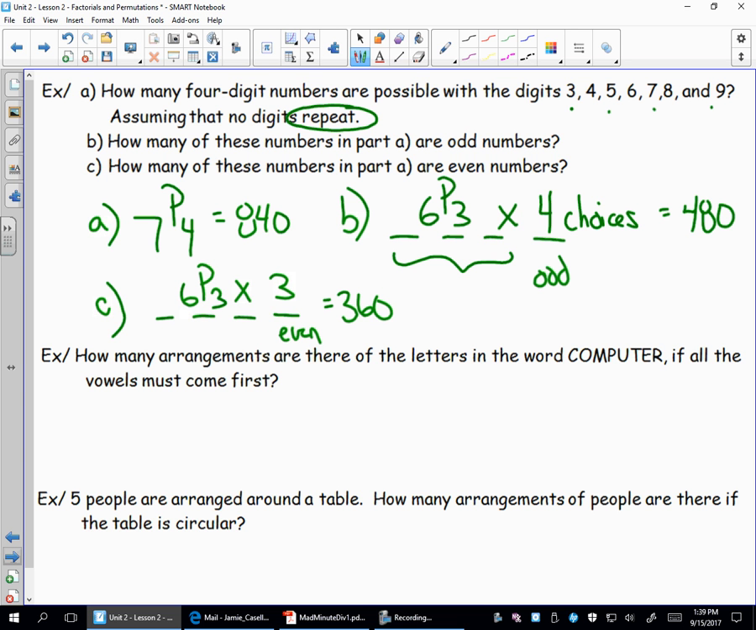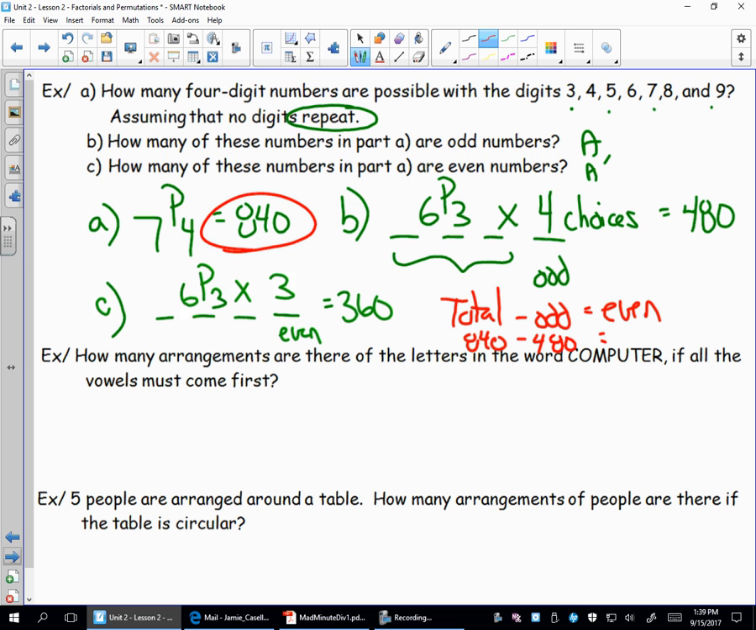Now, that's not the only way you could have approached that question. The other thing you could have done was think about B and C as being A and A naught. These are complements. They're either even or odd. Now, if we know the total, which we do, 840, so total minus odd numbers, you're going to be left with even numbers. And if you try it, 840 minus 480 gives you 360. So there's 2 ways of doing that one.